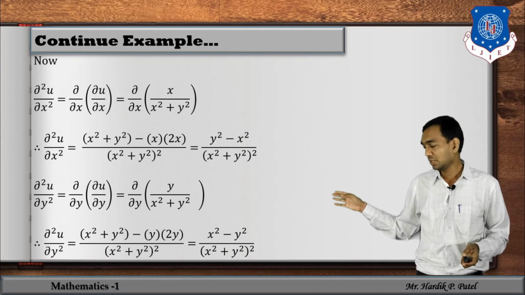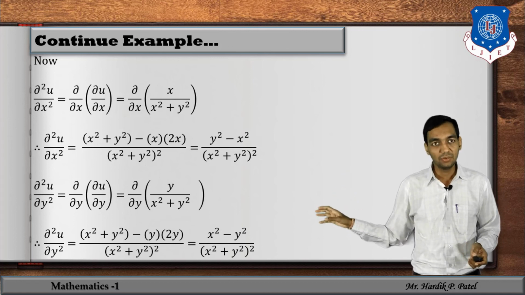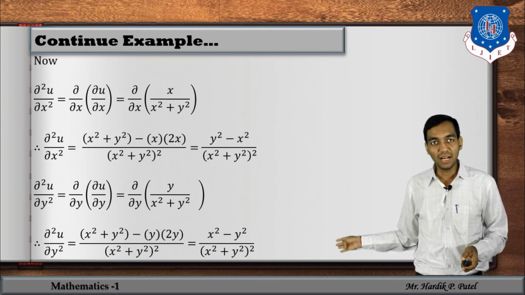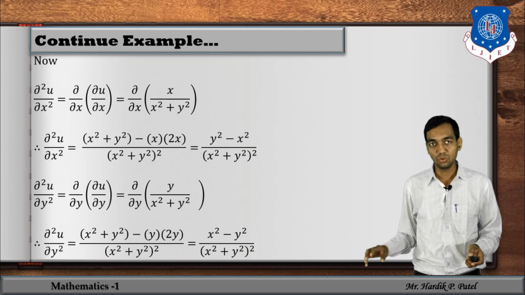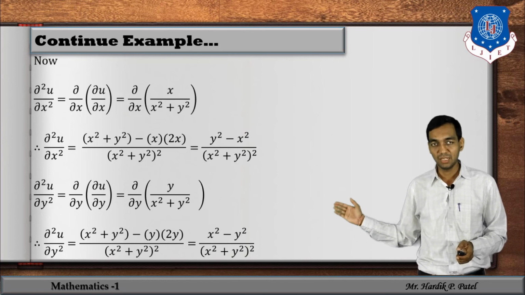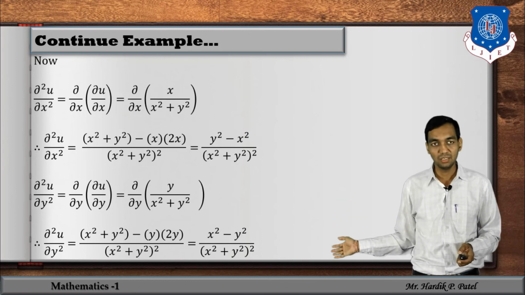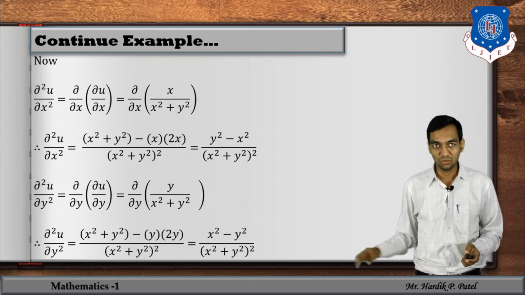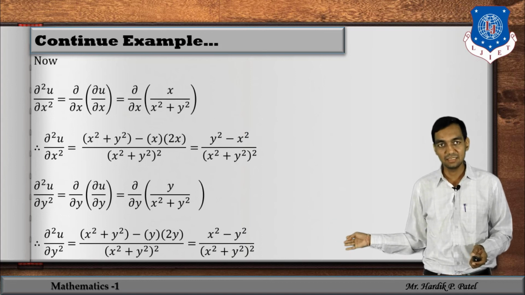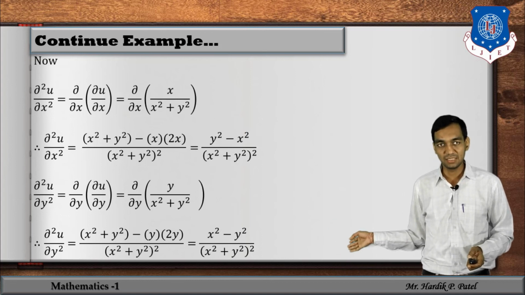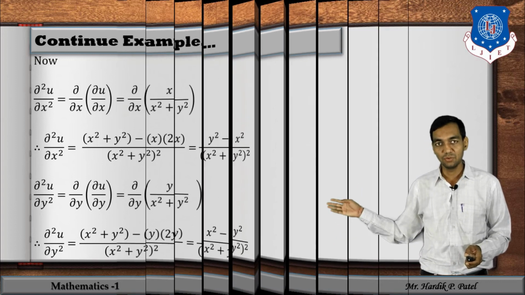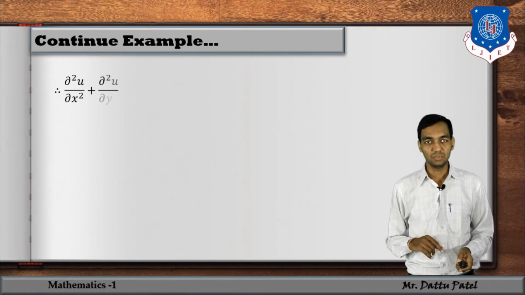In the same manner, if you are going to find del square u by del y square, then it will be del by del y of del u by del y. So del u by del y has the value y upon x square plus y square. Again you have to apply the division rule. So denominator as it is times derivative of numerator, minus numerator as it is times derivative of denominator. In the denominator you have the denominator square. So x square plus y square as it is, and y has derivative 1, minus y as it is, and x square plus y square has derivative 2y. In the denominator, x square plus y square whole square, and simplifying that will give you x square minus y square upon x square plus y square whole square.